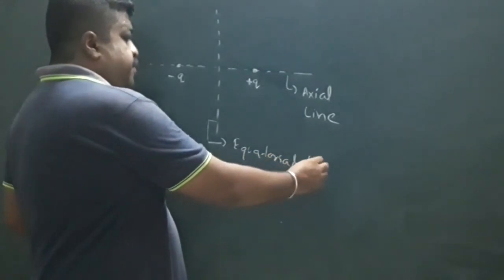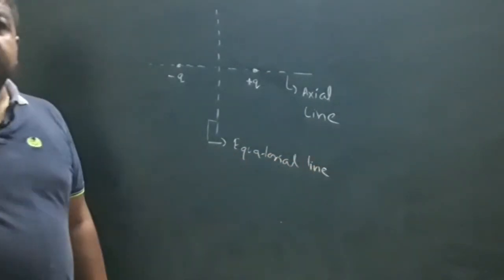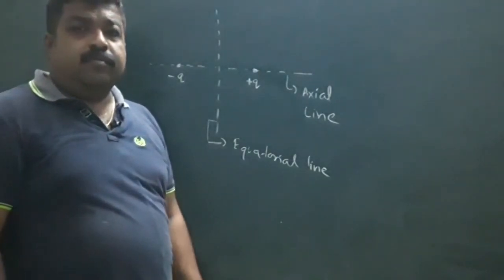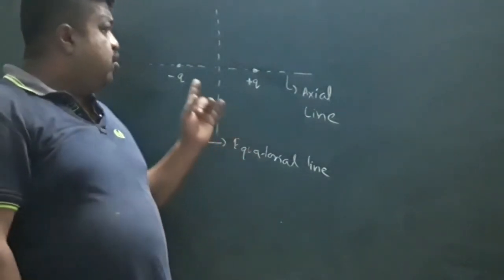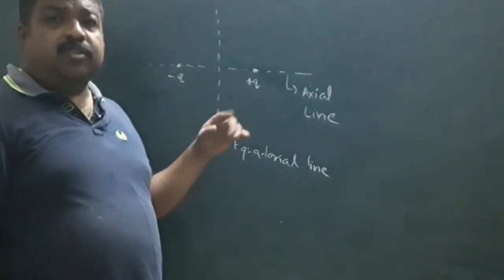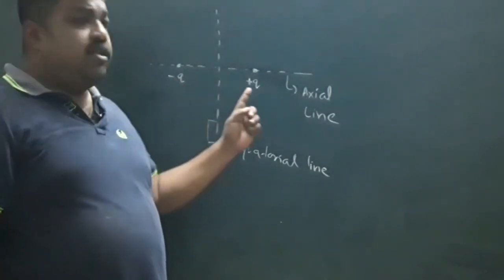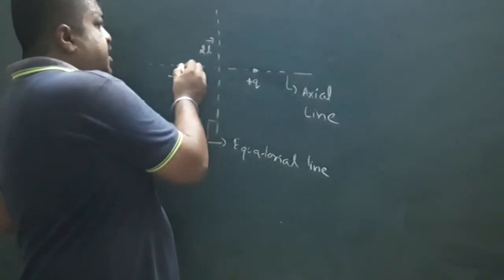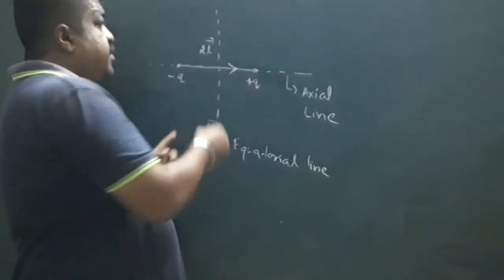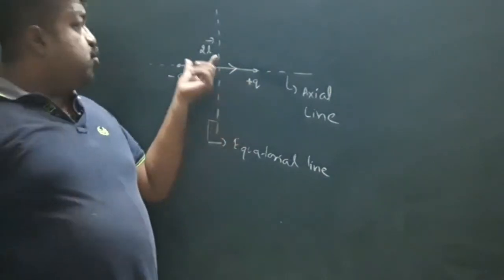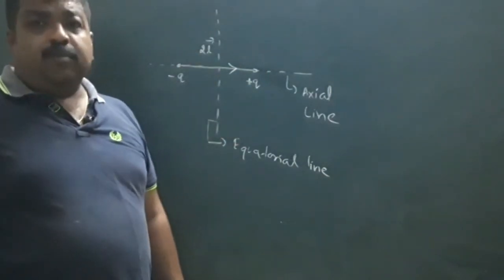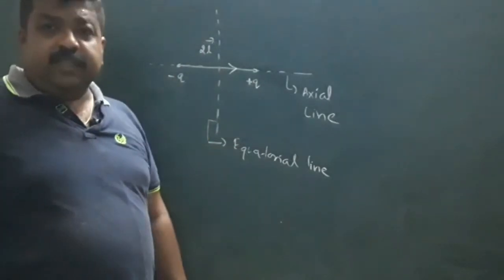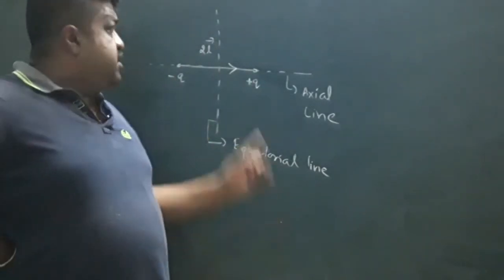The length of the dipole is a vector quantity, and it is always measured from the negative charge to the positive charge. So 2L vector is directed from the negative charge to the positive charge. So 2L is the length of the dipole, and it is directed from the negative charge to the positive charge. That is the convention.